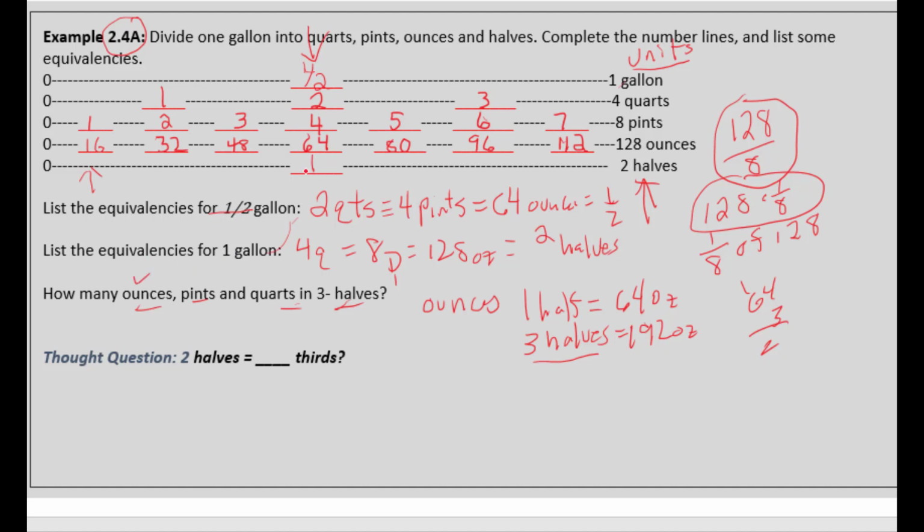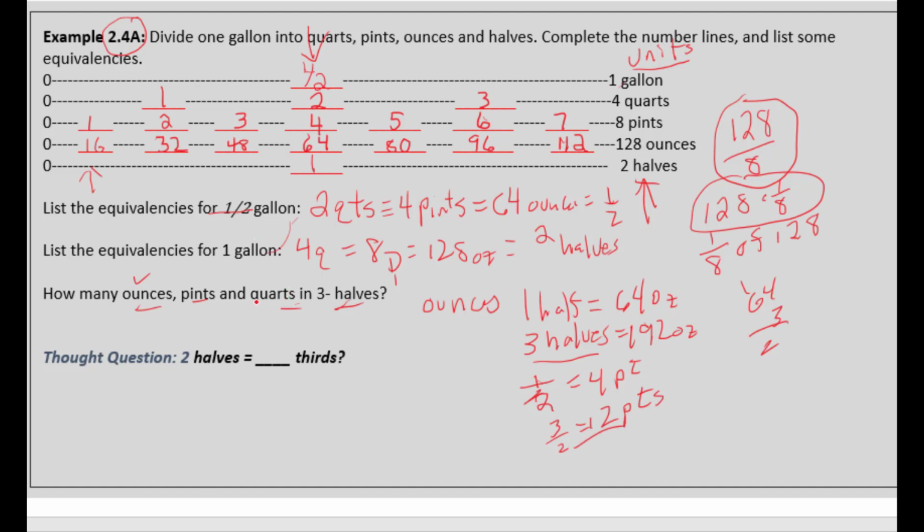And pints, 1/2 is 4 pints. I'm going to write it like this. 1/2 equals 4 pints. So if I triple the amount of halves to 3 halves, I'm going to triple the amount of pints to 12 pints. So there's the equivalency for pints.